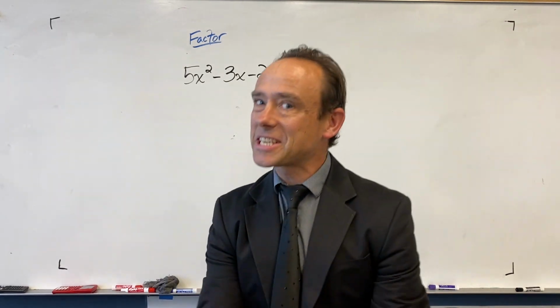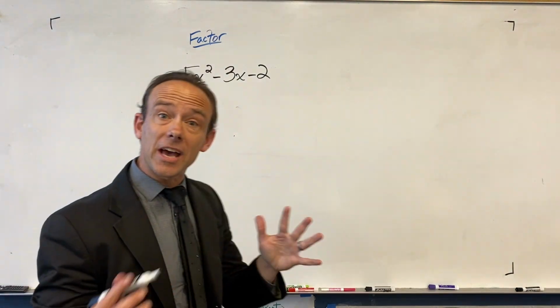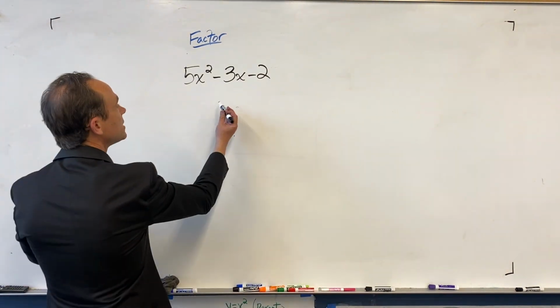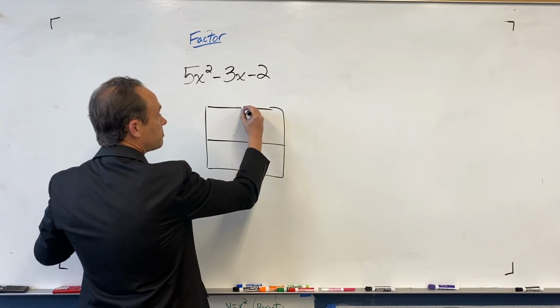All right, well, let's keep going, okay? All right, so I've got what I'm going to factor. If I'm using the area method, split the middle area method, I'm going to draw my rectangle, put my quadrants in it.